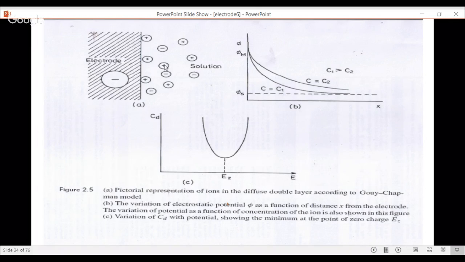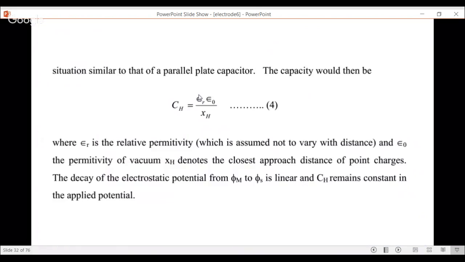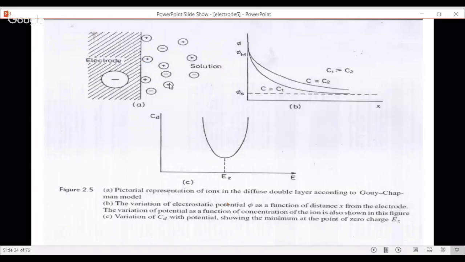This is the electrode electrolyte solution. Potential A is the potential representation of ions in the diffuse double layer according to the Gouy-Chapman model. Okay, the first model is the double layer model. I hope you are able to see, this is a double layer. There is no diffuse double layer, whereas here it is a diffuse double layer.